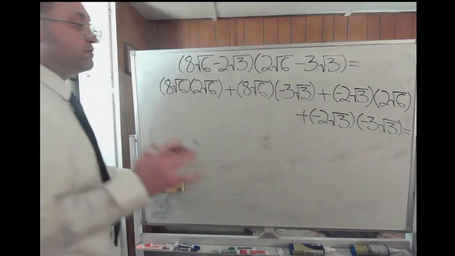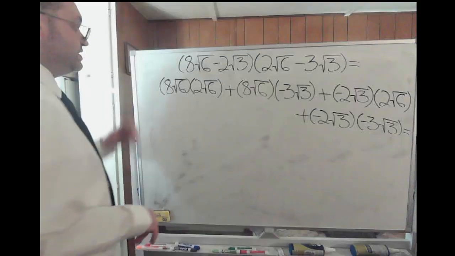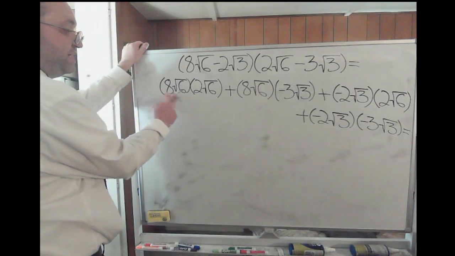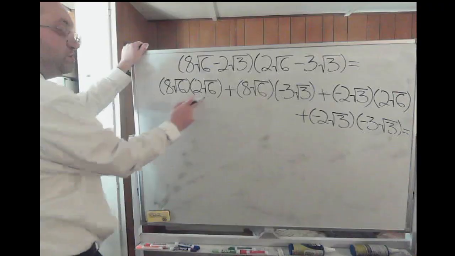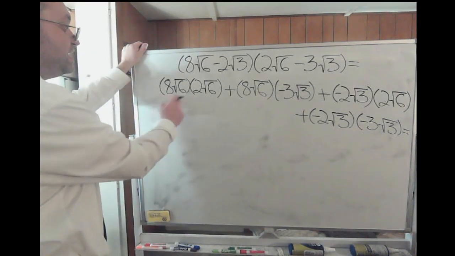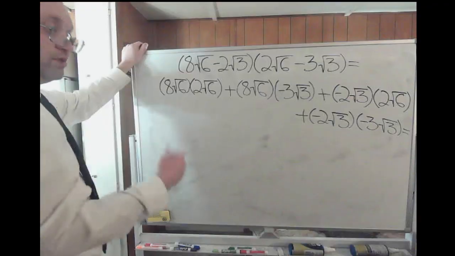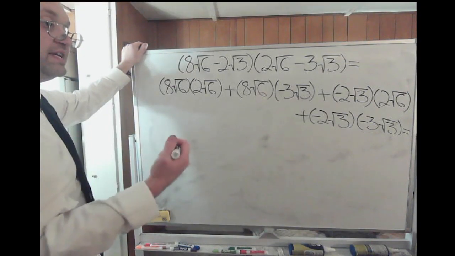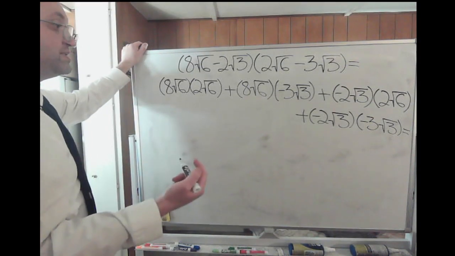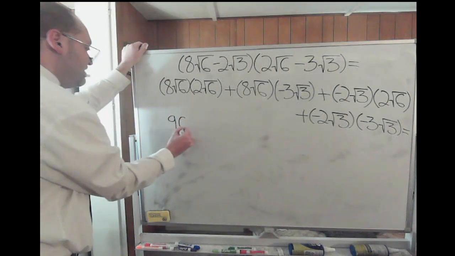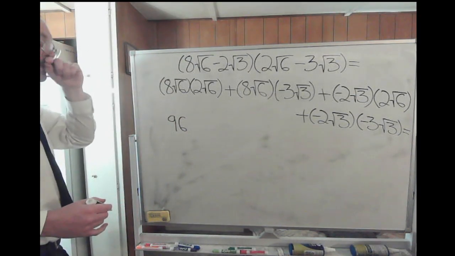Alright, so we've done our foiling. Now we're ready to work on this. So first one, we have the quantity of 8 times the square root of 6 times 2 times the square root of 6. Well, 8 times 2 is what? 16? And then the square root of 6 times square root of 6 is 6. So we get 16 times 6, which would end up being 96. So we have 96 for this first one.